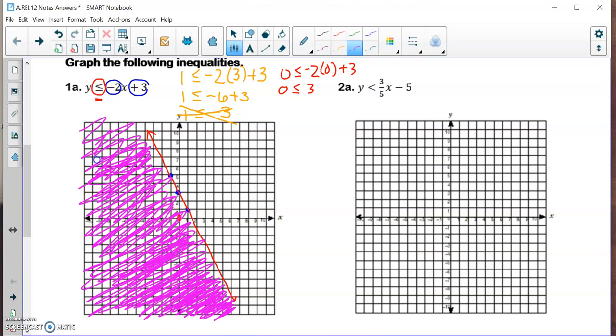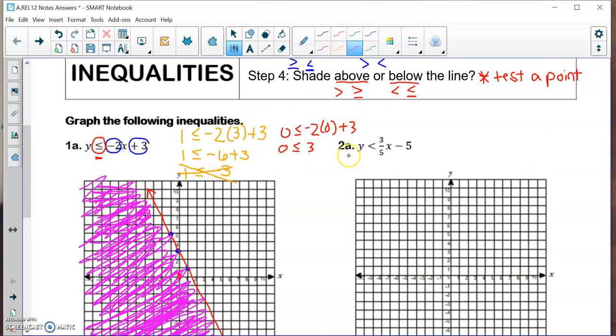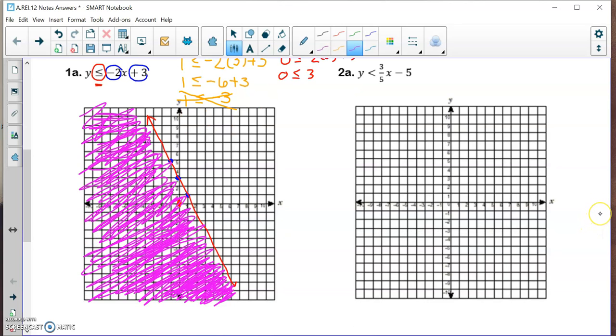So we still get the pink shaded region regardless of if we tested a point on the side that was not part of the solution, or if we tested a point that was on the side that was part of your solution. So you can either test a point like how we did in the yellow and the red, or you could have just looked at the inequality symbol to see which way to shade. It's up to you. All right, number 2, we'll get to 1B in a second.